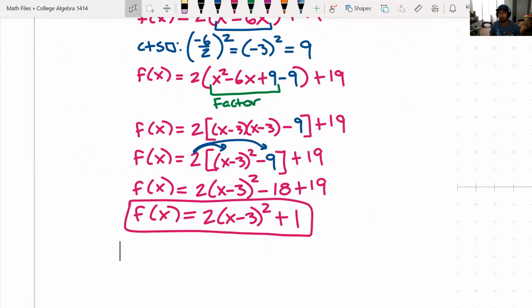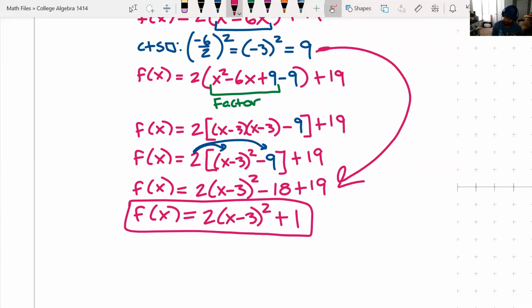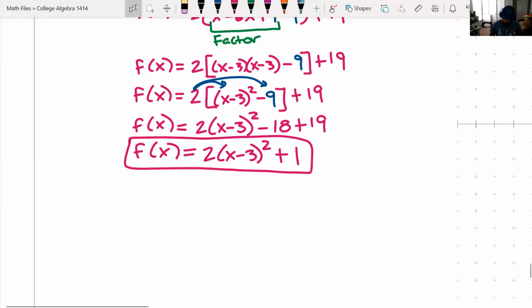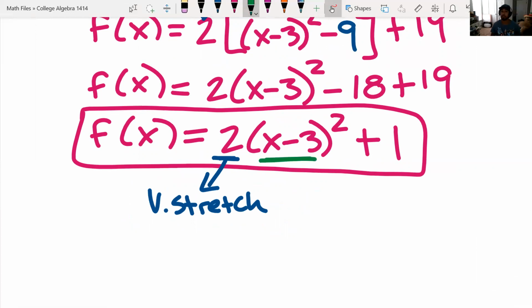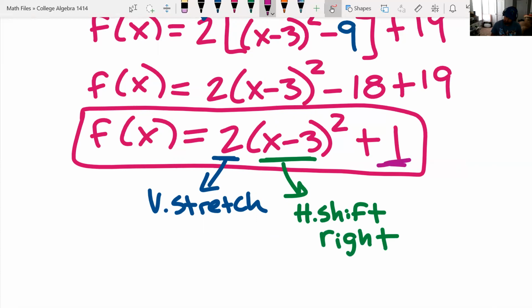All right, that one was tricky, right? But if you know what you are doing, you can actually go from this step straight to this step. You're missing a step, but that's when you're expert level, okay? All right. Now let's look at our transformations. This 2 is a vertical stretch. This x minus 3 is a horizontal shift to the right. And then this one is a vertical shift up.